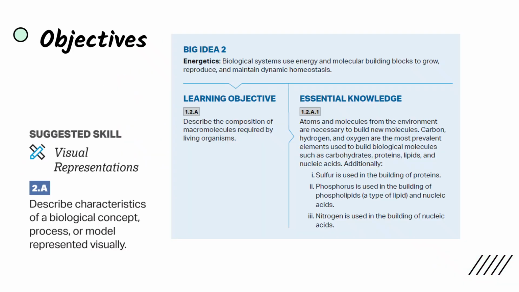The main objectives of this lesson are to be able to understand the movement of energy and atoms between organisms within the environment to build macromolecules, including carbohydrates, proteins, lipids, and nucleic acids, as well as the power of carbon within building these macromolecules. College Board wants you to be able to model this, or recognize and use a model of this, through suggested scale 2A visual representations, describe characteristics of a biological concept, process, or model represented visually.